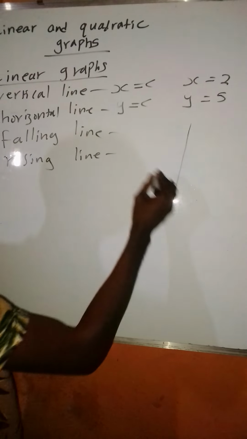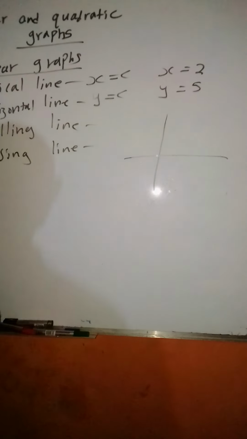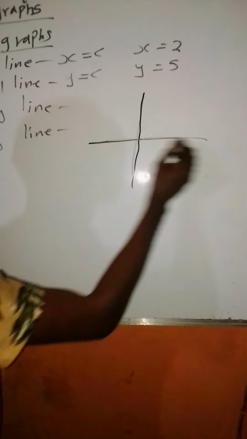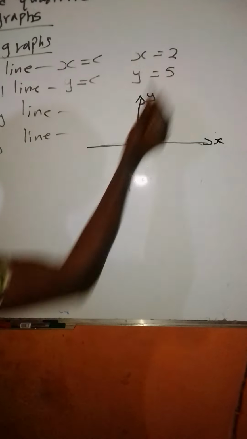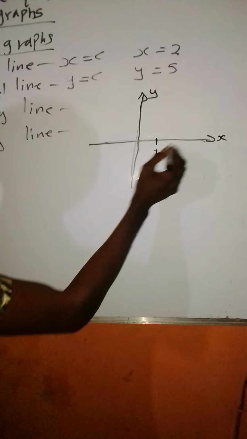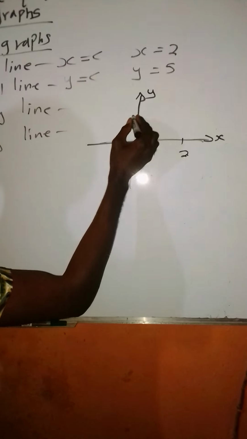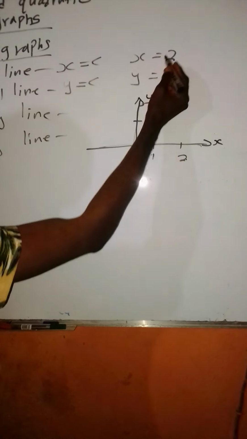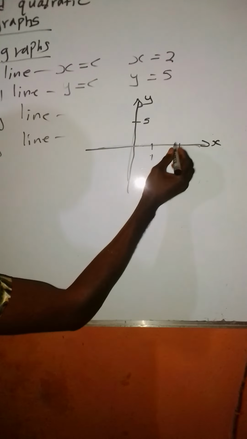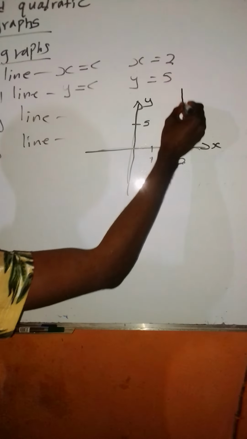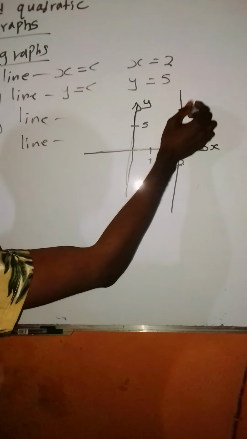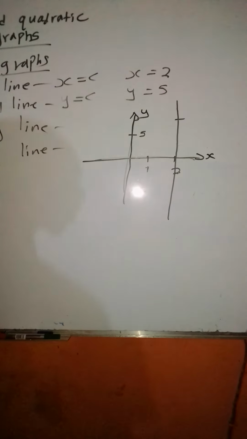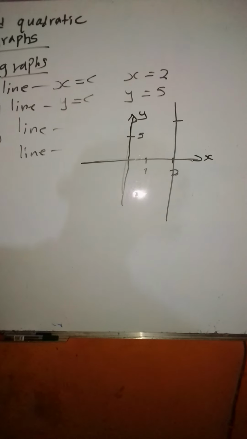For example, let's say we have this point. If you have this face given, let's say this is the line drawn, and this is the y-axis, and this is the x-axis. So let's say for x equals 2, let's say here is 1, here is 2, and y is 5, let's say here is 5. So when we want to draw this vertical line, where x equals 2, x equals 2 here. So when that line is drawn, definitely it's going to be a vertical line. We can also refer to it as the line of symmetry or the asymptote.